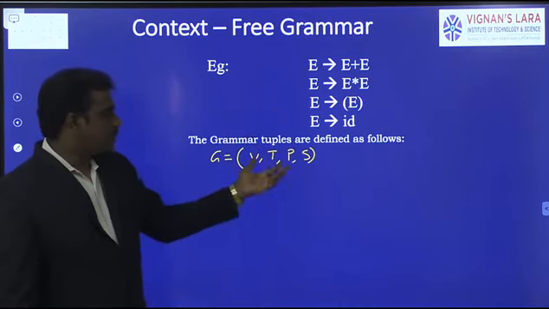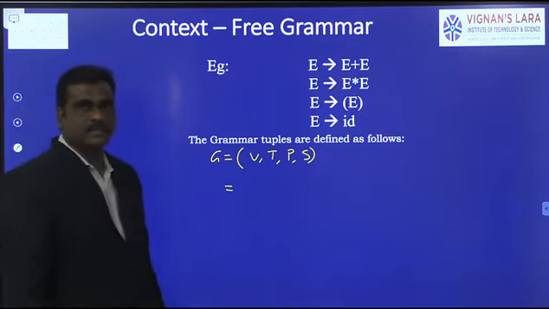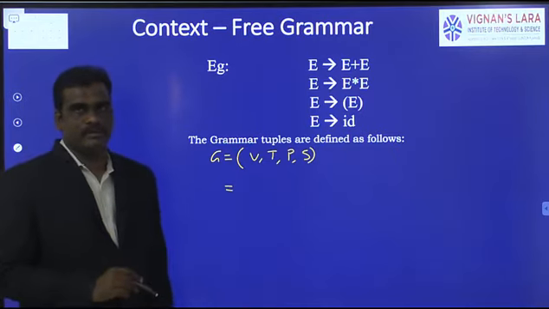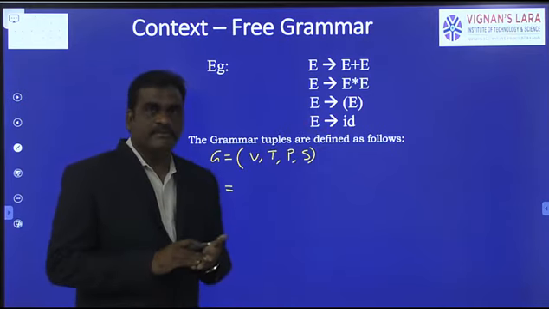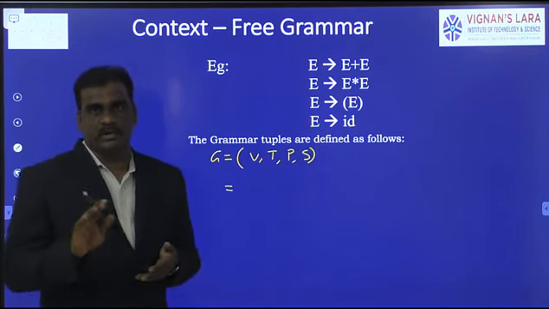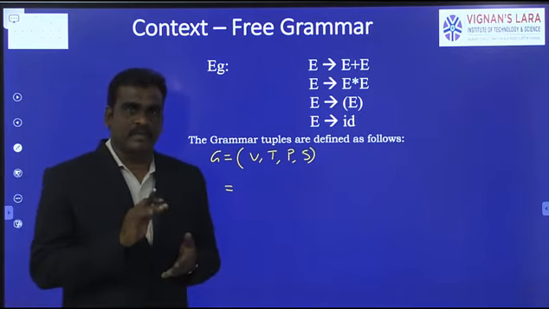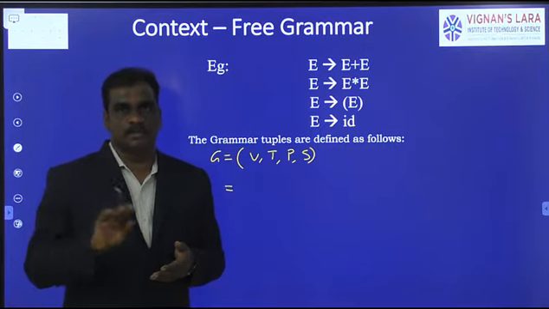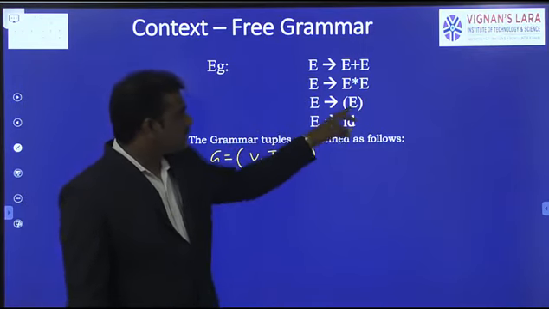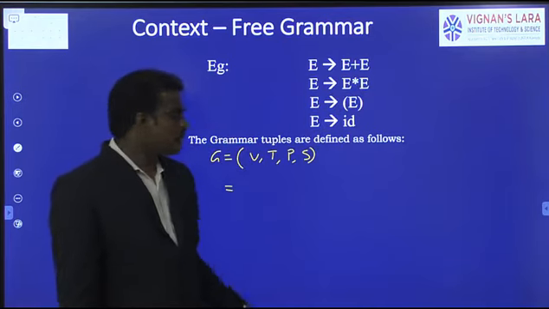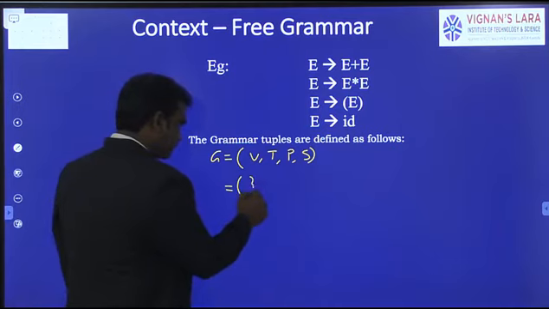So write the tuples. The first one is V. I have already mentioned that all capital letters are variables. One more thing is that each and every variable has a production. For a terminal symbol there is no production, but if it is a variable, there should be some production. For example, here the only capital letter is E. So the variable is only one symbol, one letter, that is E.